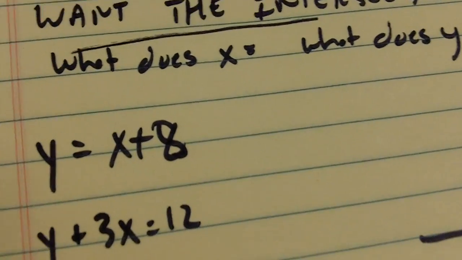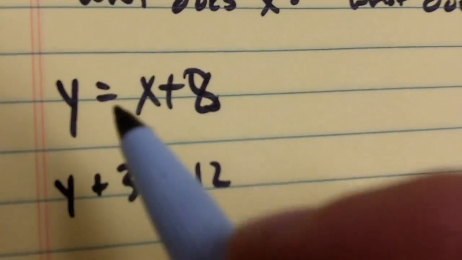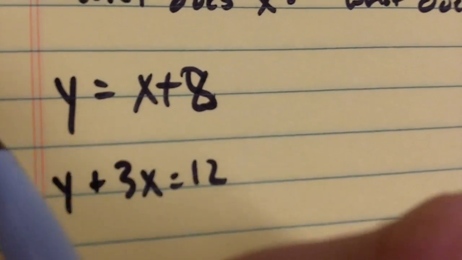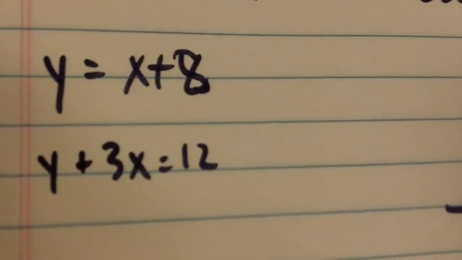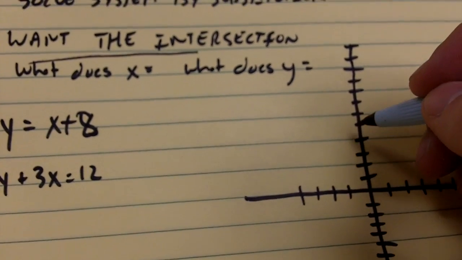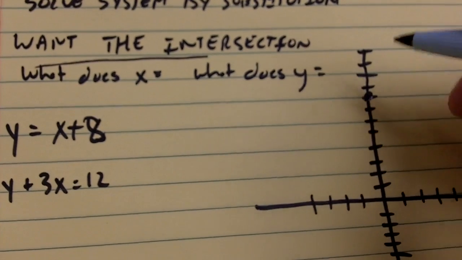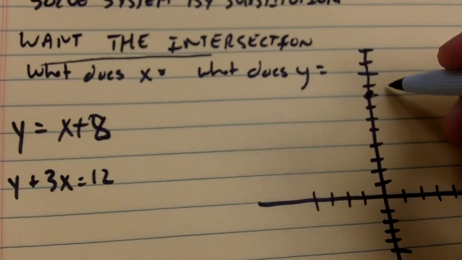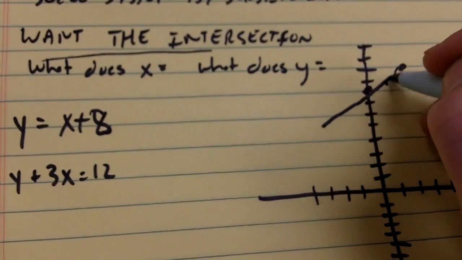Before today, all we knew how to do was graph to solve a system. So I'm taking this system, one of the ones off your homework, and let's solve it by graphing. y equals x plus 8. Is that in slope-intercept form? Yes, so I can graph this. I put the y-intercept at 8, and the slope is 1 over 1, up 1 over 1.